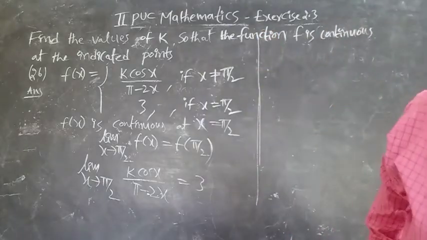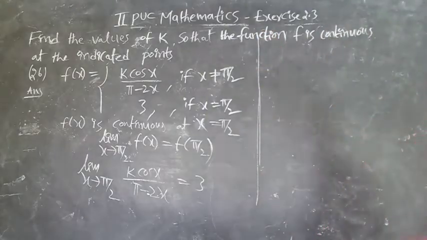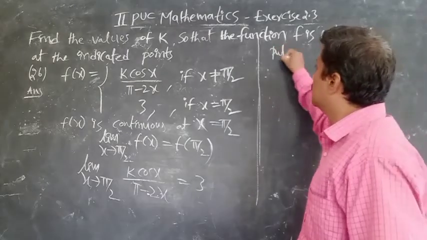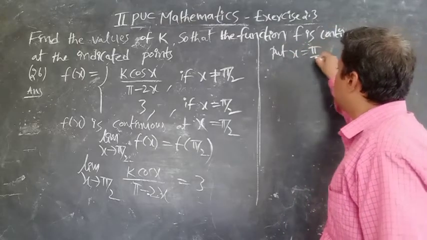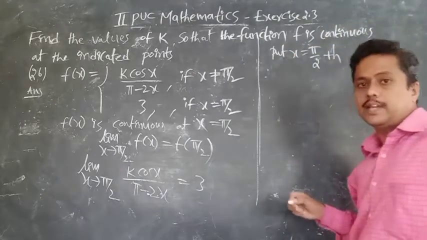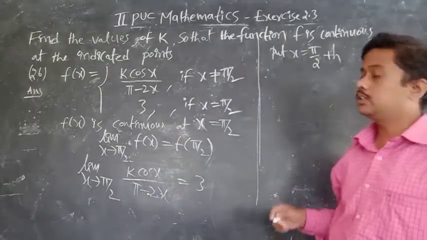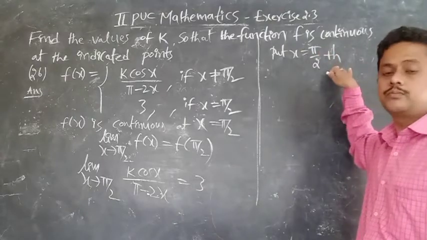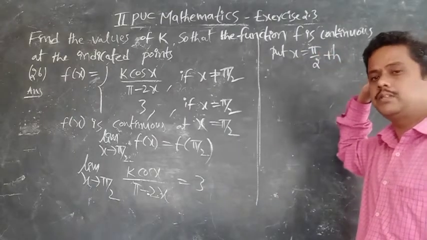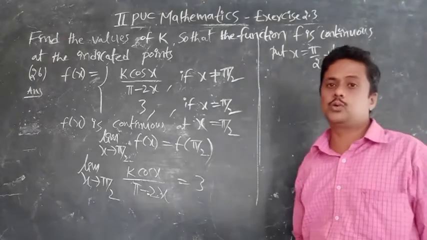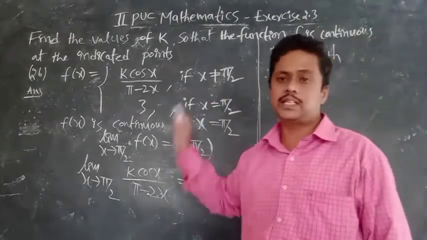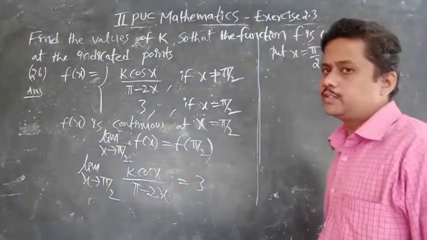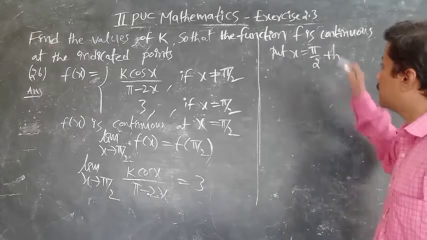Let us consider, put x equals pi by 2 plus h. Already told, when sin or cos related problems come, we should consider it like this. Why are we considering pi by 2 only, sir? Because this function is continuous at pi by 2, so c value is pi by 2. Therefore put x equals pi by 2 plus h.